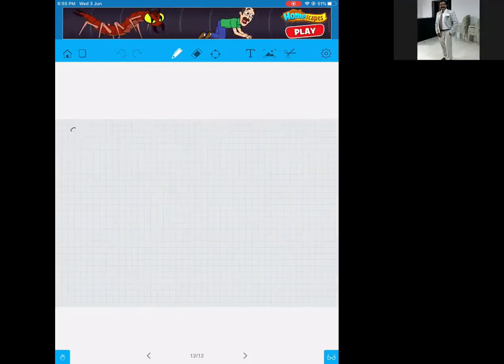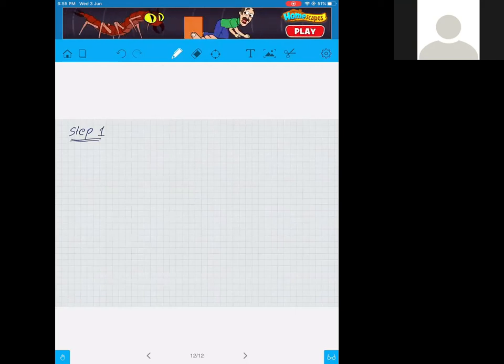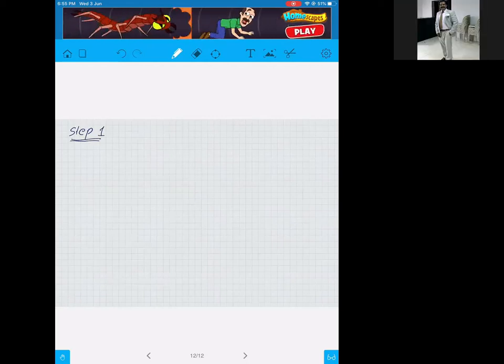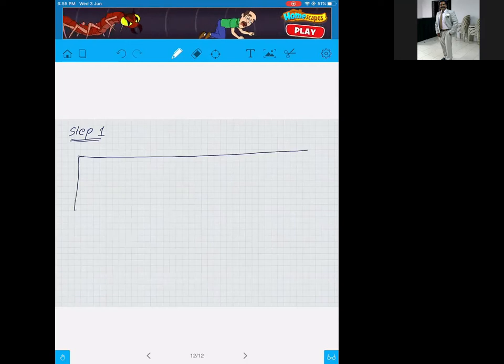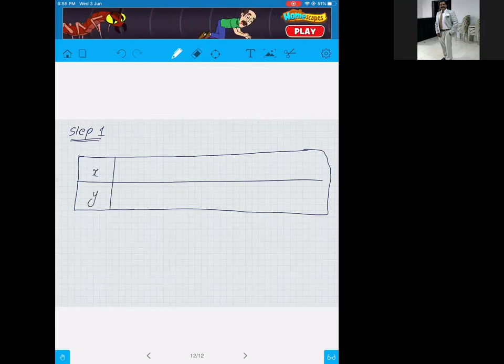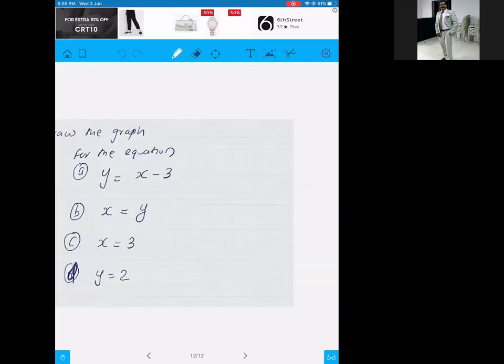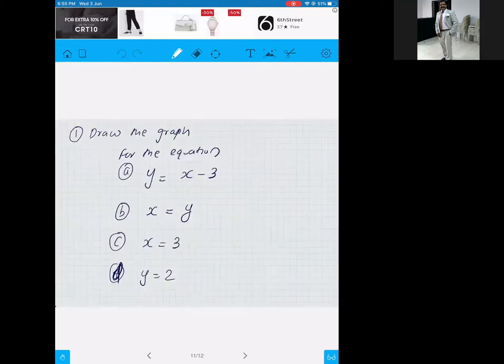First step is that you draw a table with x and y coordinates. We need to take some values of x. We have to plug in some values of x. Then for the corresponding value of x, what will be the value of y? That's our ultimate aim. So what is our first equation? Y is equal to x minus 3, correct?